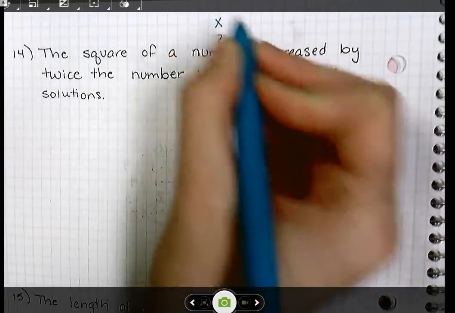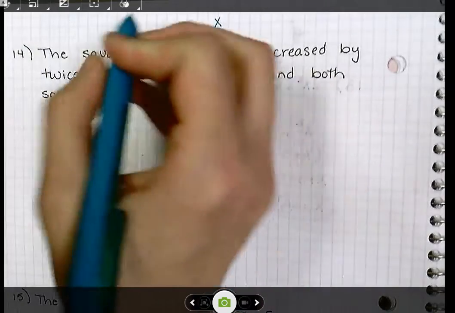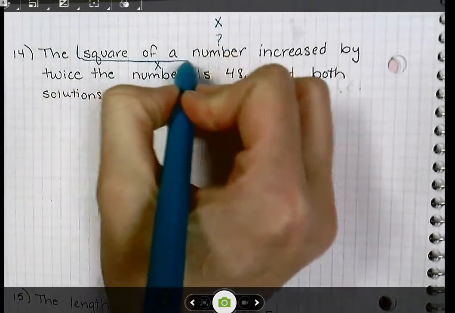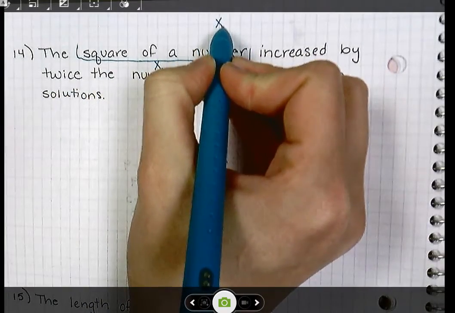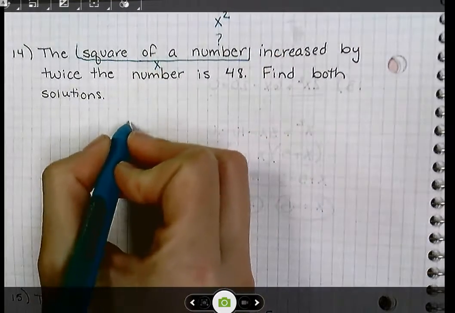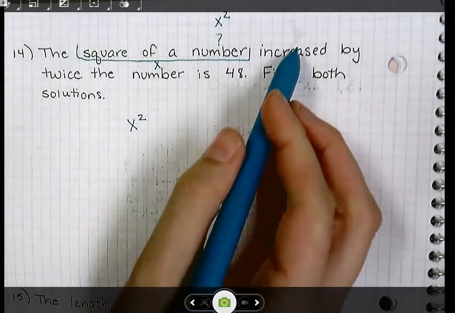This is what we represent with our variable. So let's call it x. And then over here, we'll also call it x. Now these are kind of phrases. The phrase, the square of a number, that means our unknown number squared. So that's how we get the first part, x squared, the square of a number.